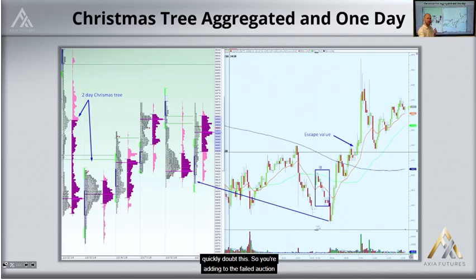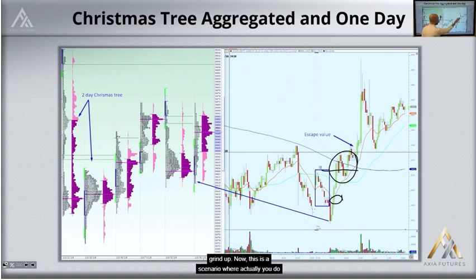So you're adding to the failed auction because of the context that you have. It's building the story up. So you see the potential failed auction, your context suggests that this may struggle. And as soon as you rotate back inside the initial balance, you've got a potential trade here. Once out of the initial balance, now is the time to make sure you can get into this trade. The expectation is this is going to grind up.